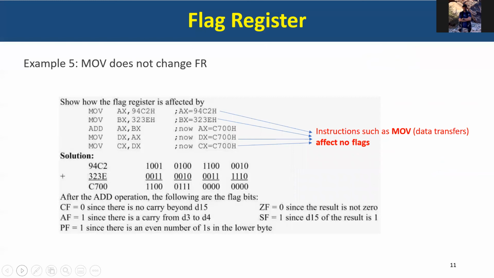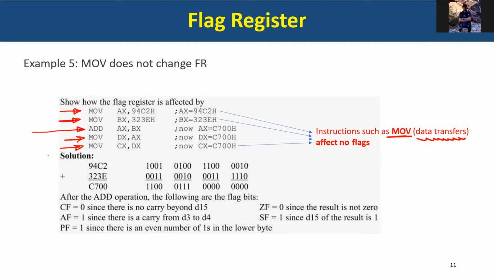One important observation here is that the move or data transfer instructions do not change the flags. The flags usually change with arithmetic operations, like the ones that we see. So this instruction will not change the flags, this instruction will not change the flags, and this one as well. The only one that changes the flag register is that one.